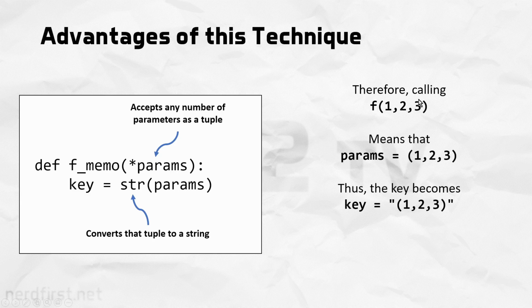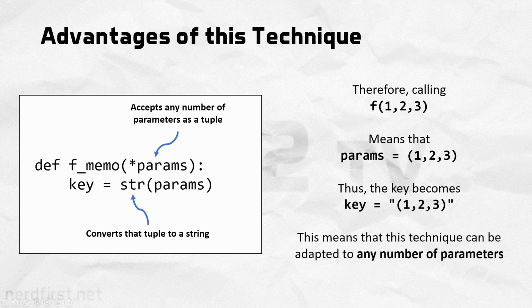If we call the function f later on with a different set of parameters, then it'll become a different key. Which means, yeah, we don't have to do much thinking at all. Things just work. No matter how many parameters we have, this technique holds true. And I think the easiest way to appreciate this is to just test this on a different function.